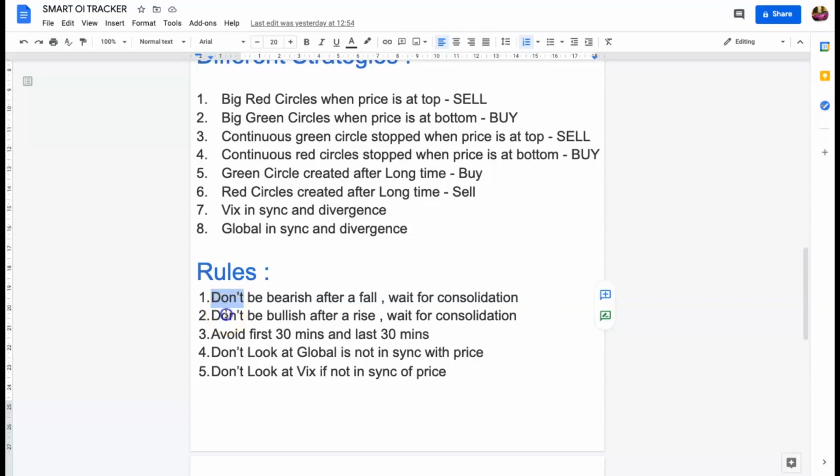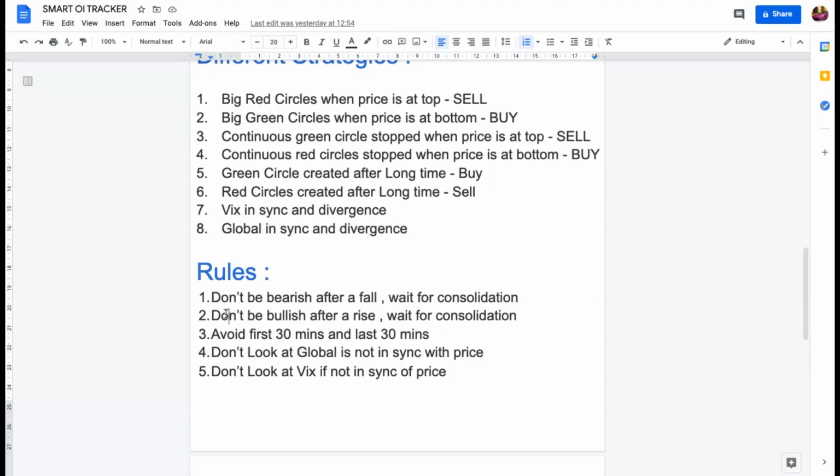Rule number 2 is the opposite of rule number 1. For example, if the market has gone up too much, and at the top of the market you are getting some bullish signal, don't take the trade, because that is mostly done by the late entry option sellers. So please avoid that. After the consolidation, or if there is any small pullback, if you again get a bullish signal, you can enter your trade.